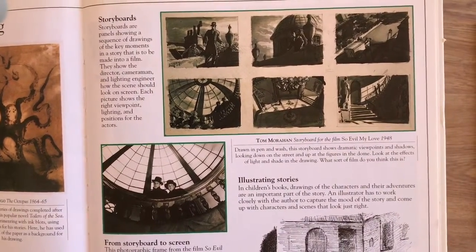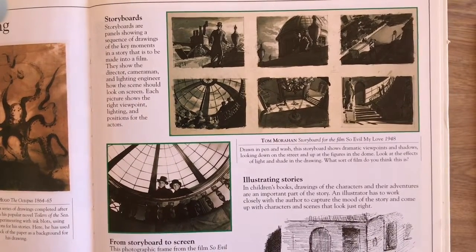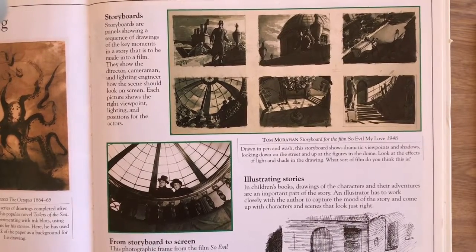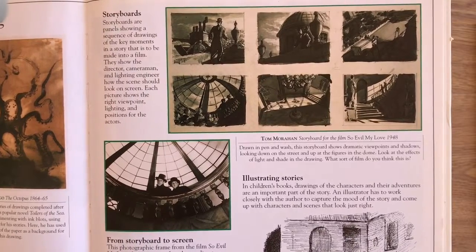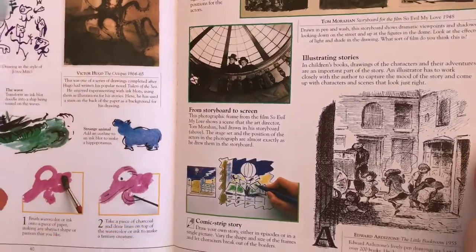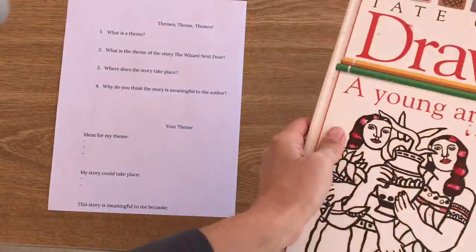This is used for films. They show the director, cameraman, and lighting engineer how the scene should look on screen. Each picture shows the right viewpoint, lighting, and positions for the actors. We can use this storyboard as inspiration for illustrating our story.